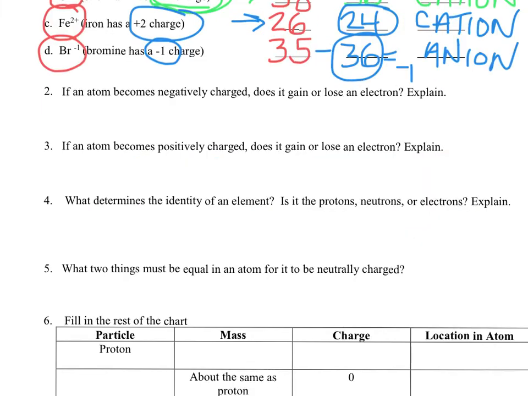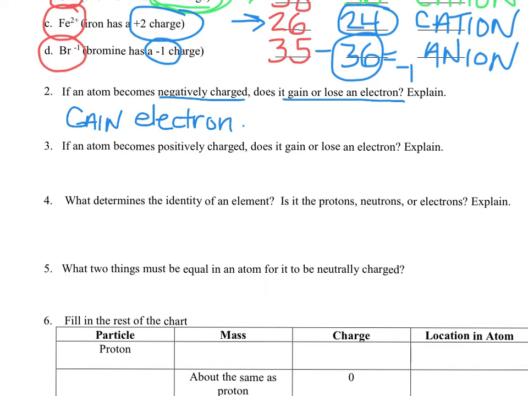Now for question number 2, it says if an atom becomes negatively charged, does it gain or lose an electron? Okay, so if we're going to have a negatively charged ion, that means you have to have more electrons than protons. So you are definitely going to gain an electron. Now, why? Explain. Now, you should write this down. I'm not going to write it down, but you write it down in your own words.